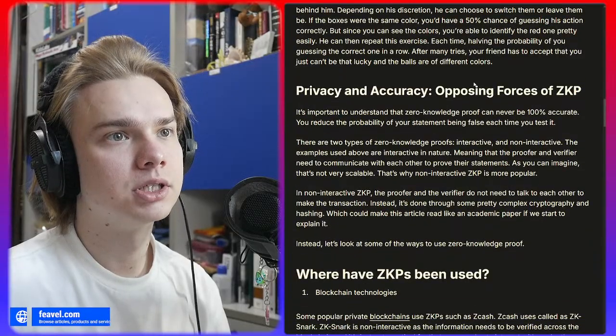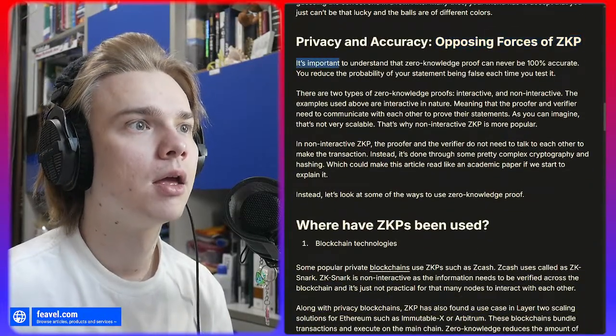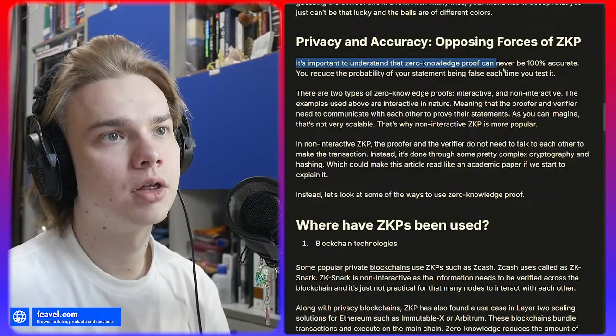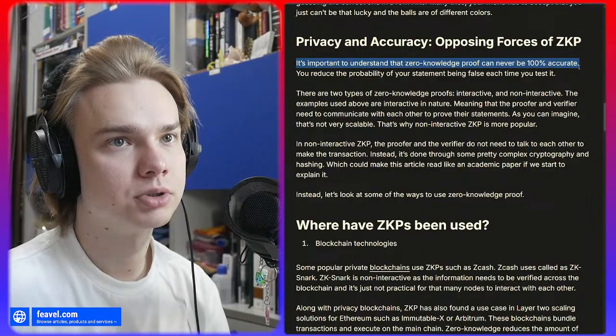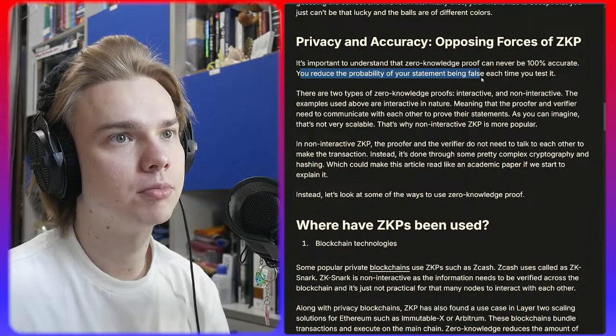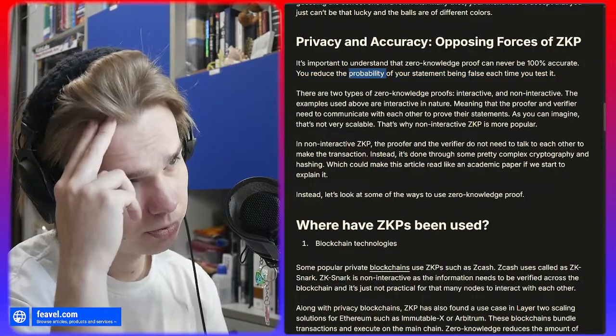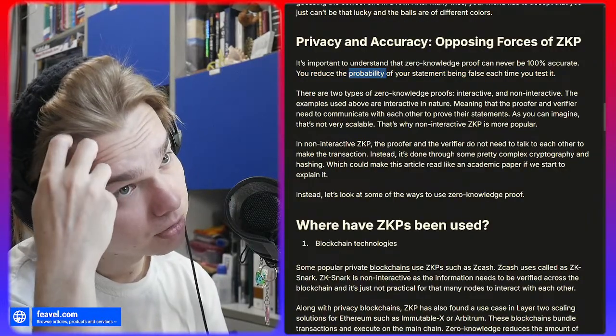Privacy and accuracy: opposing forces of ZKP. It's important to understand that zero knowledge proof can never be 100% accurate. You reduce the probability of your statement being false each time you test it.